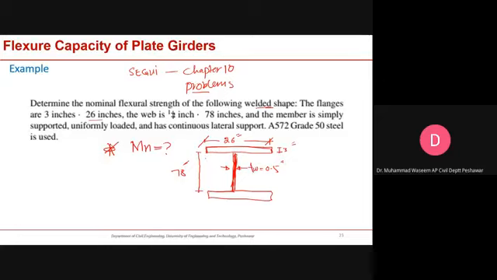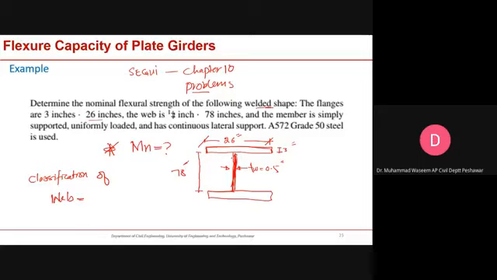Now the first thing we have learned about the plate girder is that we have to check the classification of the web. Is it compact, non-compact, or slender? Most probably this is going to be non-compact, or most probably we will have it in the slender case. So the web is slender. We have studied that in plate girders, most of the times the webs are slender.